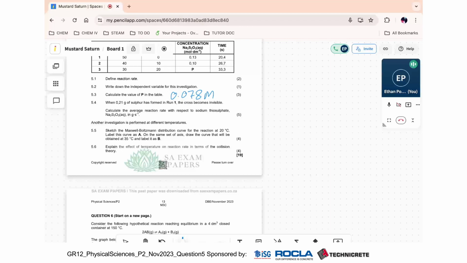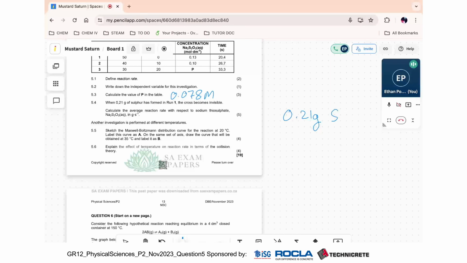All right, so moving on to the next question. When 0.21 grams of sulfur has formed in run 1, the cross becomes invisible. So they're basically telling us when the reaction ends. So the reaction ends when we've produced 0.21 grams of sulfur. Okay, so this is important because this is when the reaction ends.